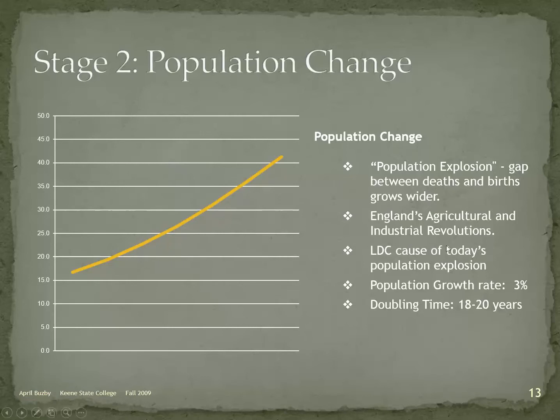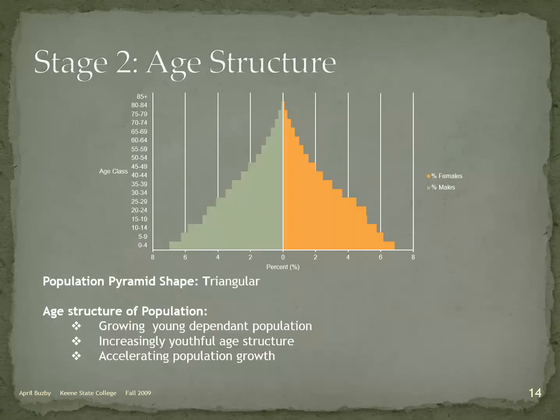So England's agricultural and industrial revolutions, which we're also experiencing here in the US, are responsible for the increase in food availability and the increase in medical technology. And so we're getting population growth rates of around 3%, which means a doubling of the population every 18 to 20 years. And that's why we said in our last video that even the elderly alive today have seen the world population triple in their lifetime.